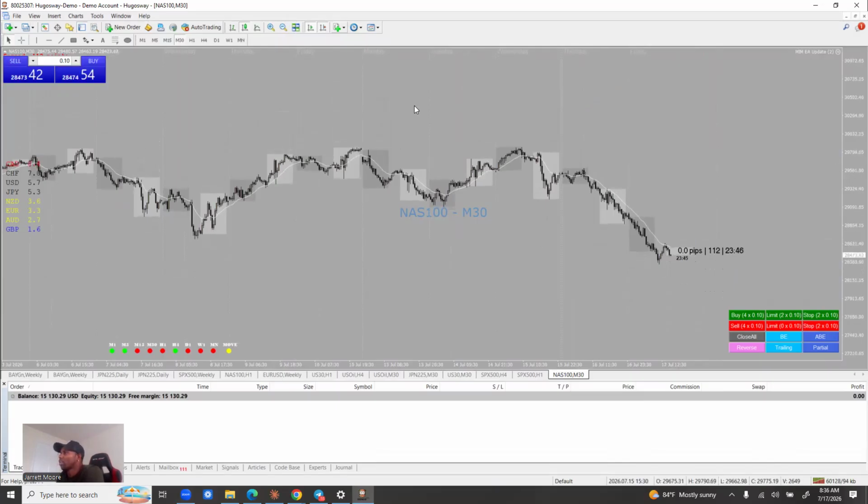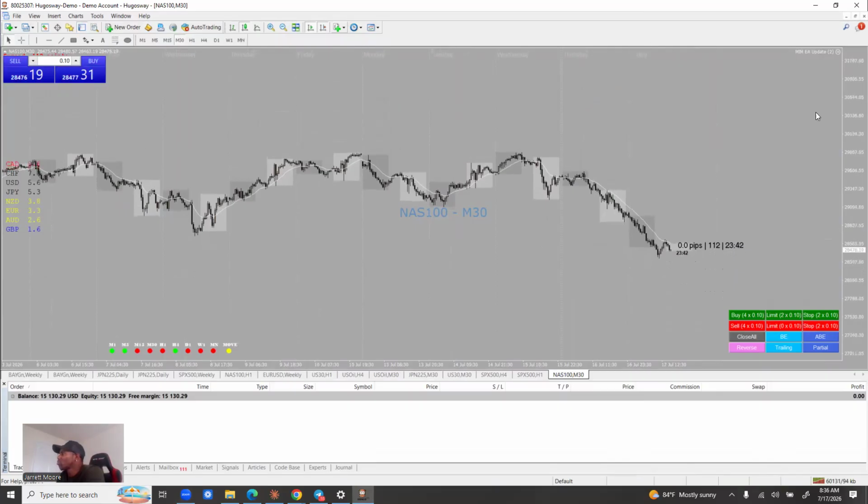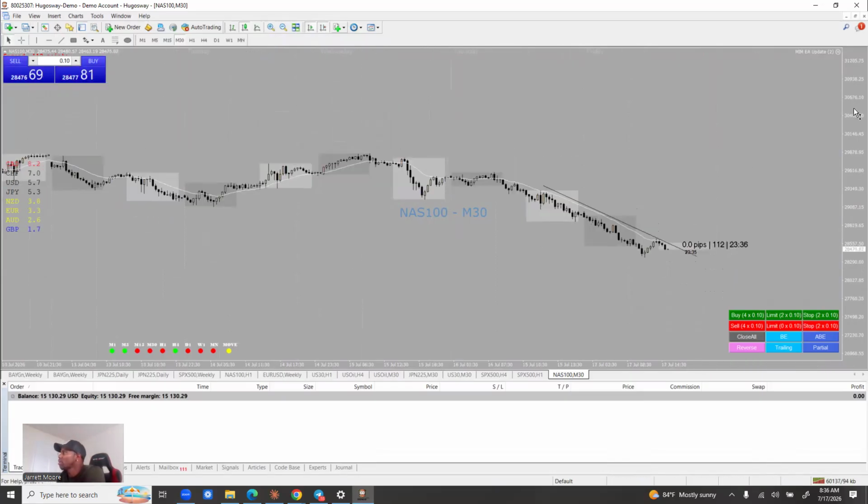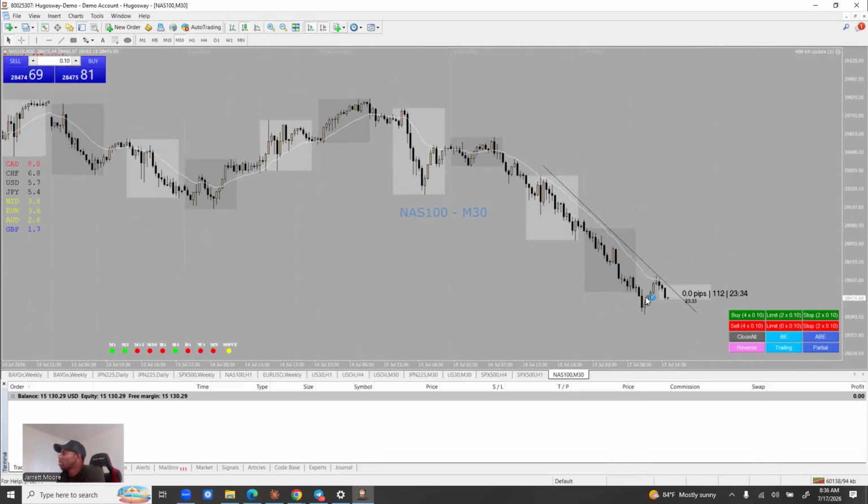All right, do a quick analysis on NAS 100. As you can see on NAS 100, market has been very bearish, right? And what I'm seeing in this area is the market made a low, a high, a low, a high, and right here we had a break of structure.